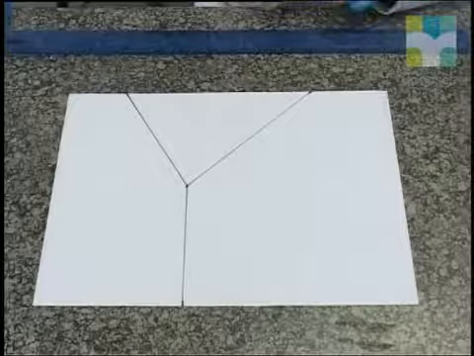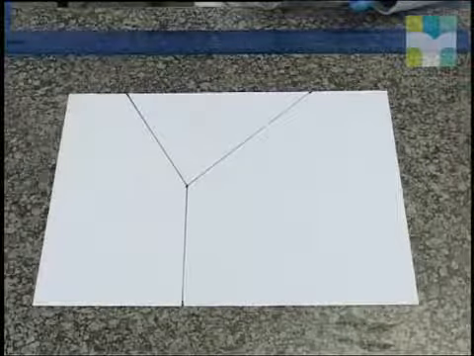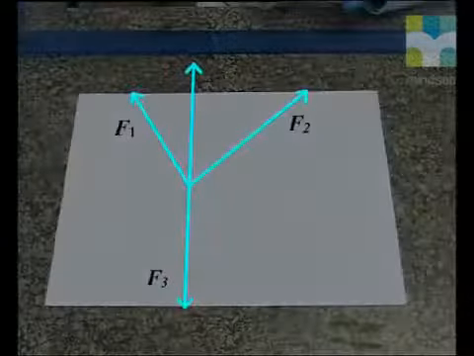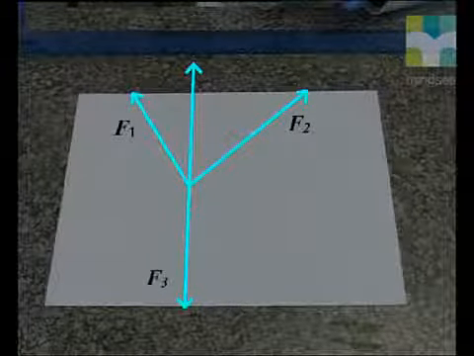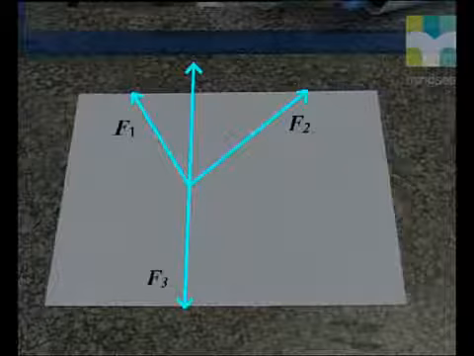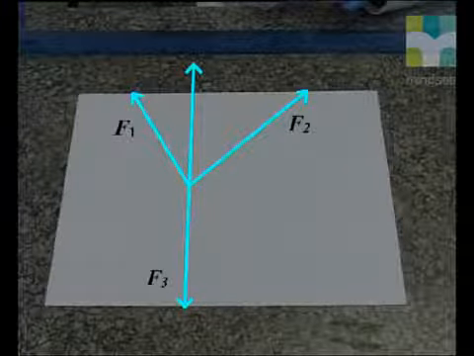And now we can redraw the diagram on the board. Now we have the directions of the forces. What about their magnitudes? Remember that a vector has both magnitude and direction.